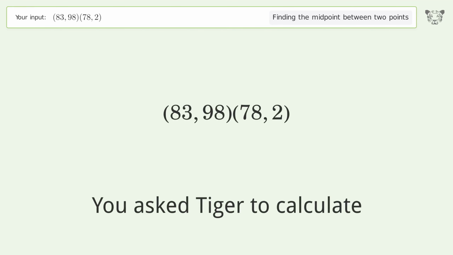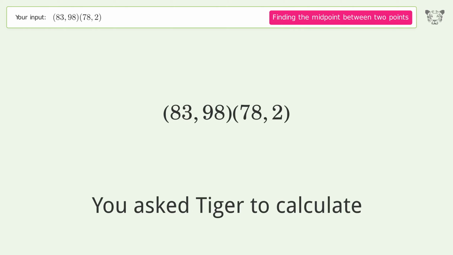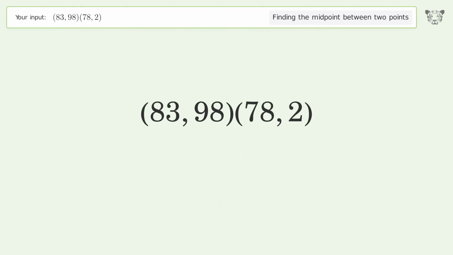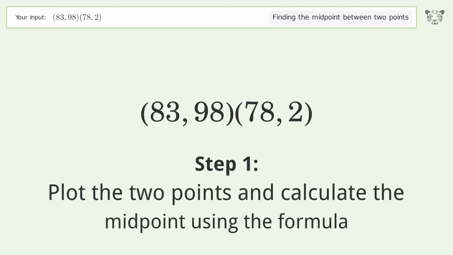You ask Tiger to calculate. This deals with finding the midpoint between 2 points. The midpoint between the 2 points is 80.5, 50. Let's solve it step by step. Plot the 2 points and calculate the midpoint using the formula.